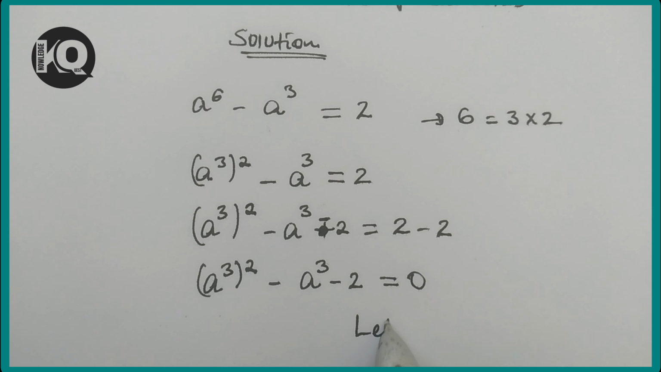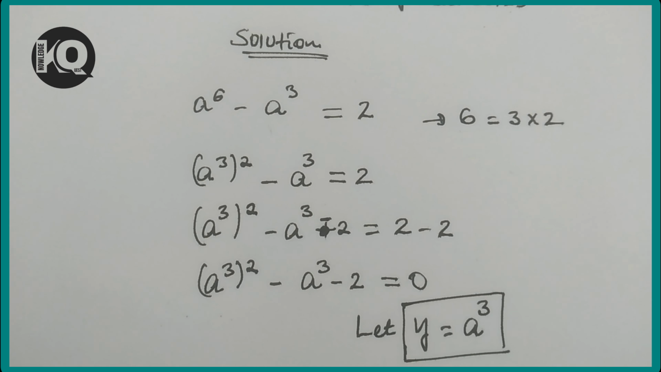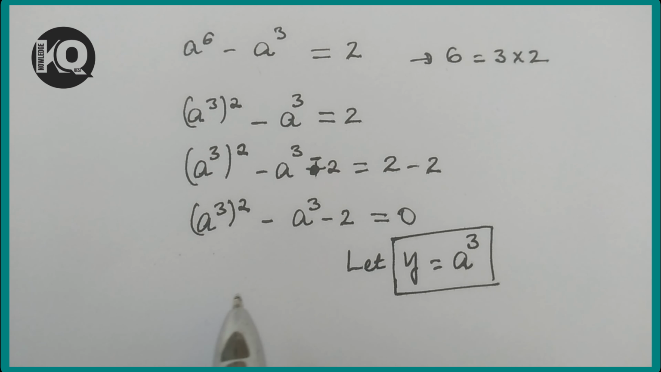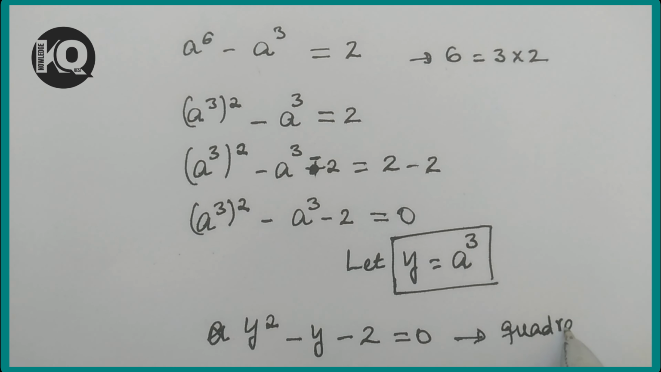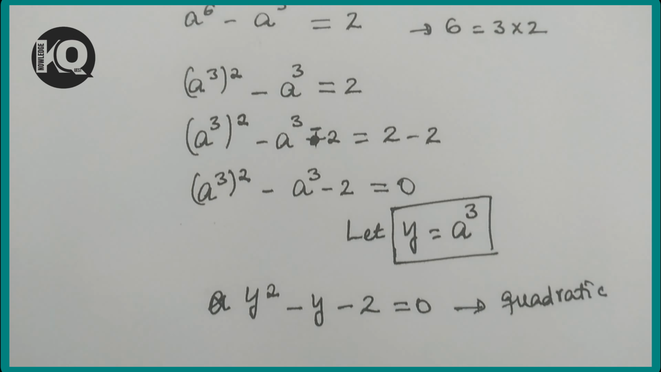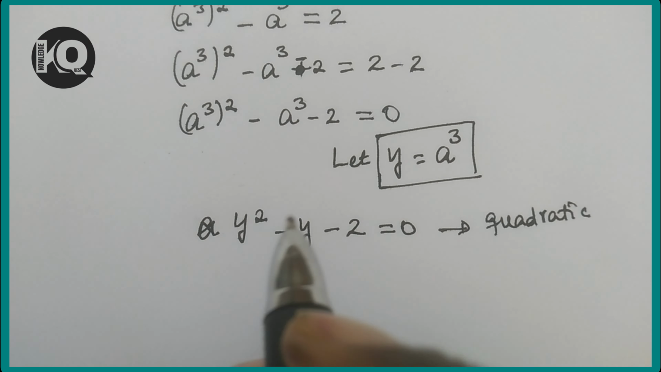So let y be equal to a power of 3. Substituting this y into our equation, it will be y square minus y minus 2, which is equal to 0, which is quadratic. So we can use the quadratic formula to find the value of y.